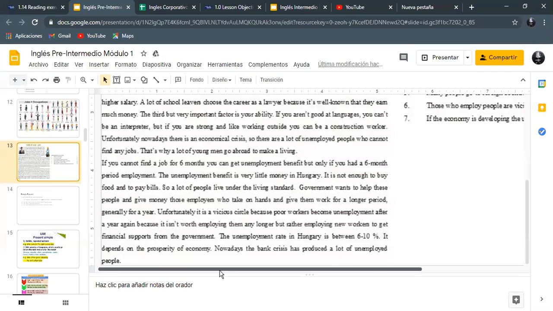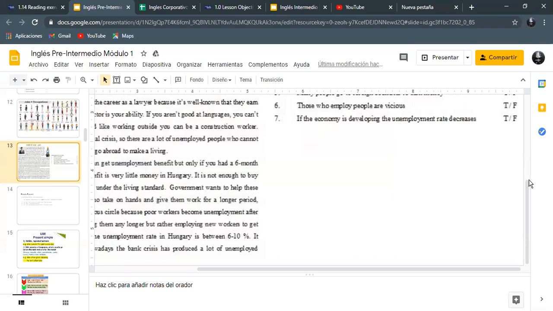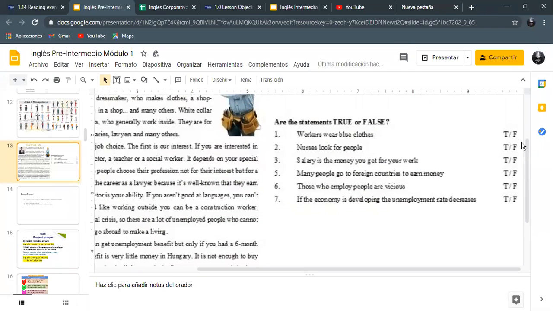Has produced a lot of unemployed people. Good. First thing, we're going to do the exercise. Number one, workers wear blue clothes. False. That is false. Number two, nurses look for people. True. Very good.